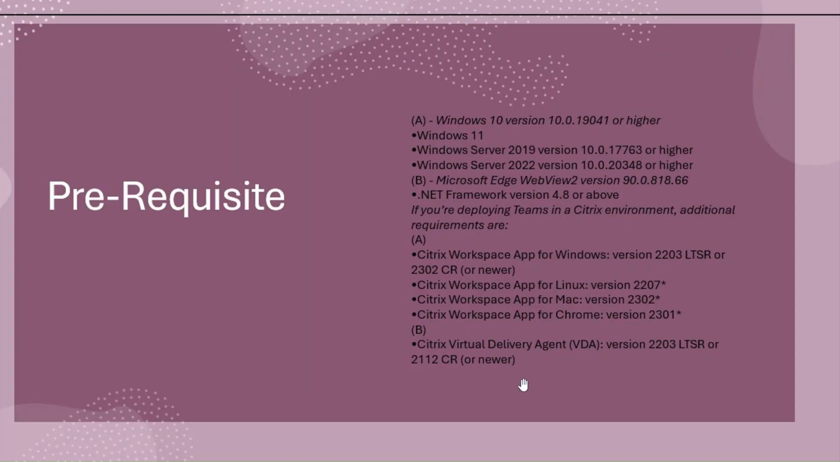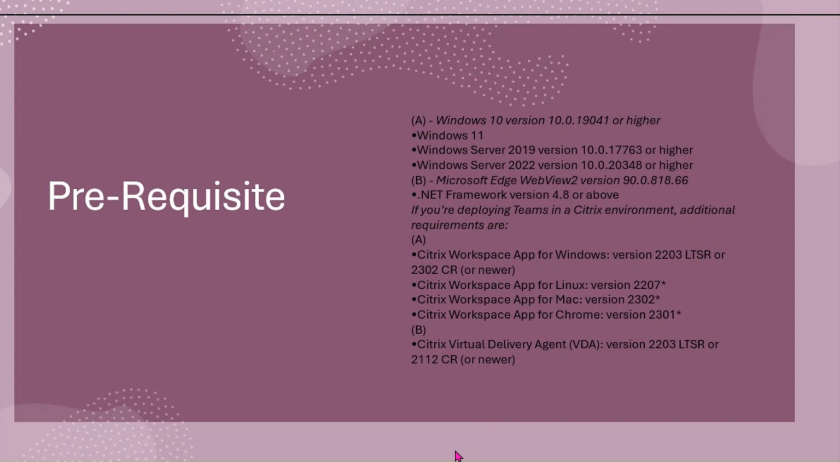First up, let's check the prerequisites for installing New Teams 2.0. Your target device must meet the following requirements. A. Windows 10 version 10.0.19041 or above, Windows 11, Windows Server 2019 version 10.0.17763 or above, Windows Server 2022 version 10.0.20348 or above. B. Microsoft Edge WebView2 version 90.0.818.66. .NET Framework version 4.8 or above.